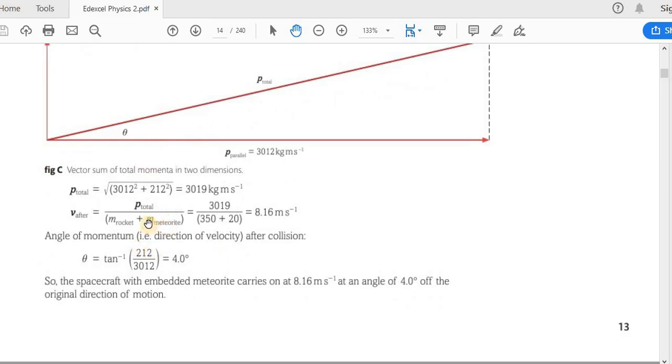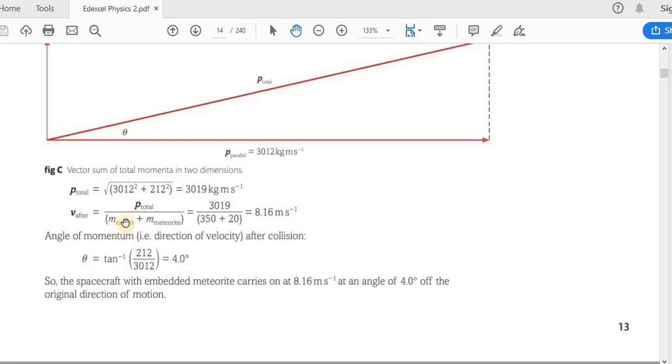Then the total momentum after impact should be equal to total momentum before impact. I told you before, momentum is always conserved in any collision or any interaction. Total momentum before is always equal to total momentum after. So that's what we have here. This is the total momentum, which we found before impact. After impact it should also be the same, so that's why here they are using v after.